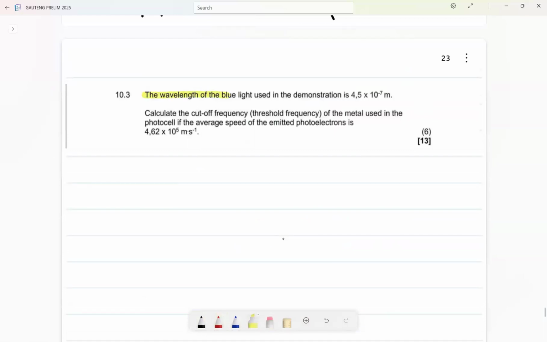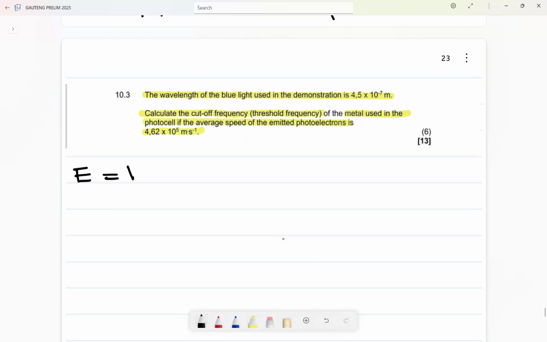They say the wavelength of the blue light used in the demonstration is 4.5 times lambda. Calculate the cutoff frequency or the threshold frequency of the metal that is used in the photocell if the average speed of the emitted photoelectrons is this.